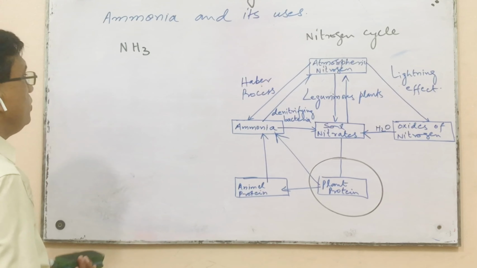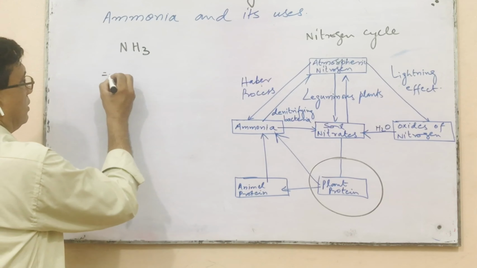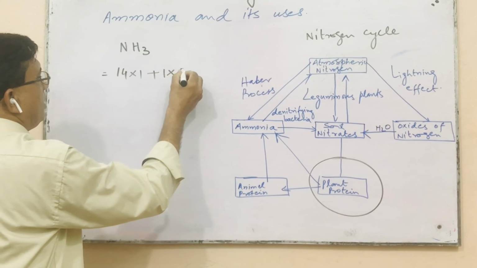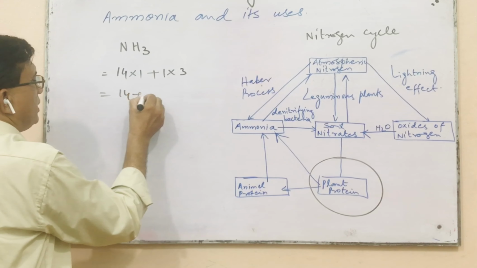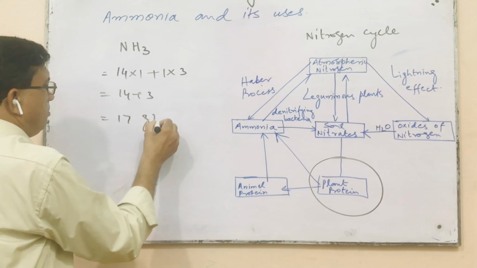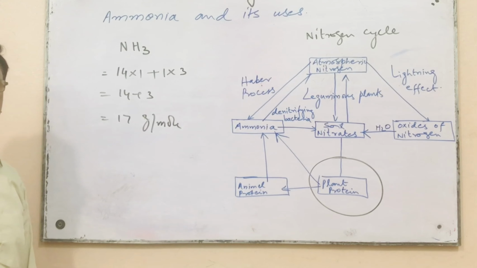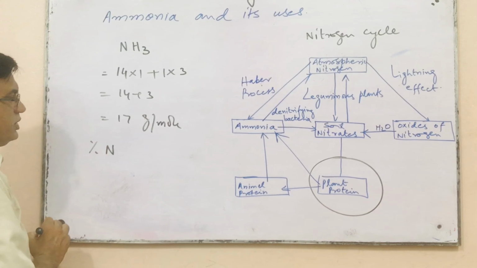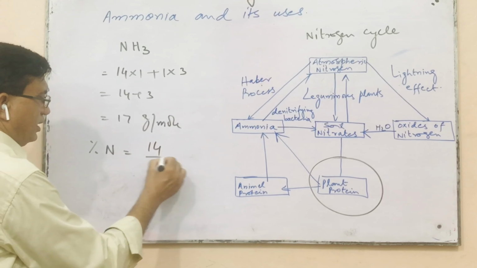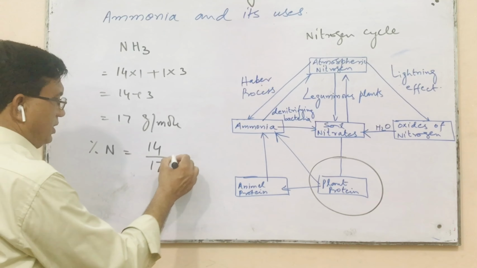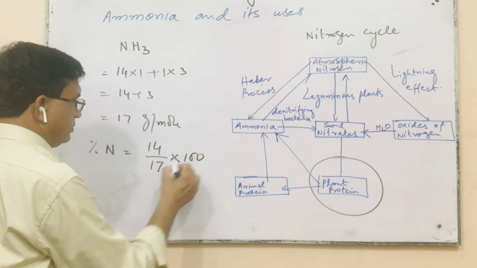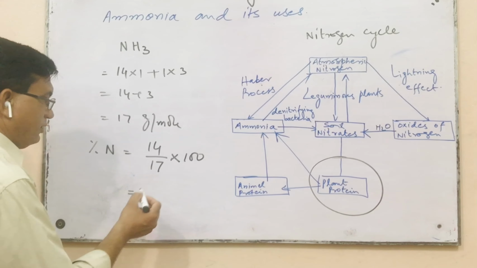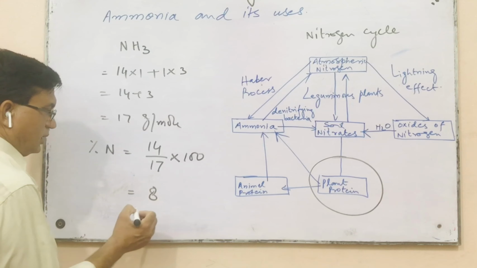If we calculate the molar mass of ammonia, that will be equal to 14 multiplied by 1 plus 1 multiplied by 3. Meaning 14 plus 3 is equal to 17 gram per mole. This is the molar mass of ammonia. Now, what is the percentage of nitrogen? Percentage of nitrogen is 14 divided by 17 into 100. This is the method to calculate the percentage. This will give us an approximate answer.